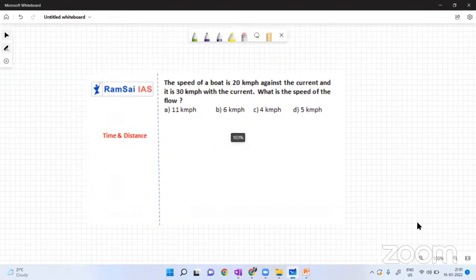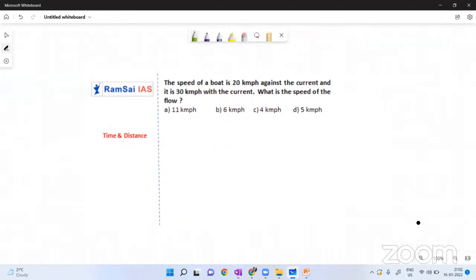Great. The speed of the boat is 20 kilometers against the current. So speed of boat against the current is B, 20. And it is 30 kilometers with the current. With the current means along with the flow.